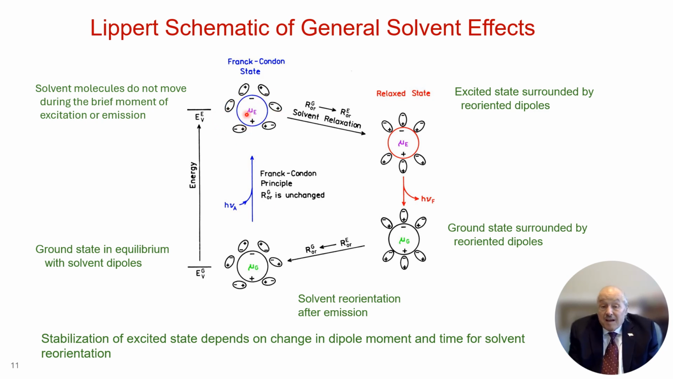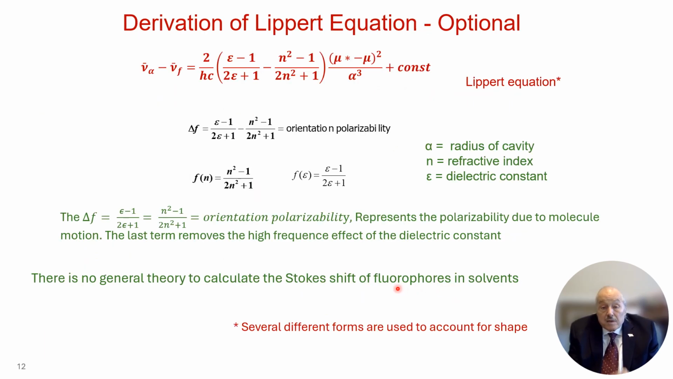Nothing happens to the dipoles, but you're in the excited state. The solvent relaxes, and you go with the oriented system, and then when it emits, it's in that excited state solvent orientation, and then it goes back to the equilibrium position. And this exact model was used by Professor Lippert to describe what is called the Lippert equation.